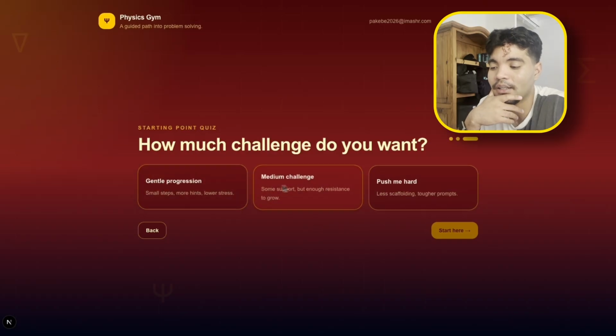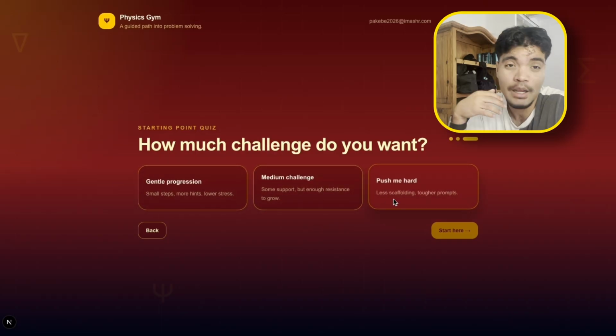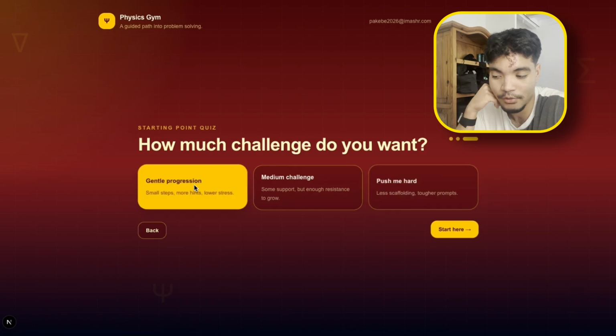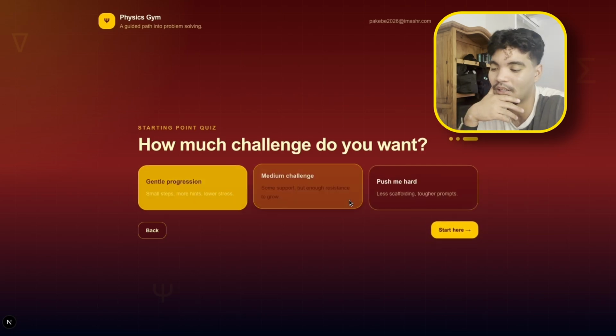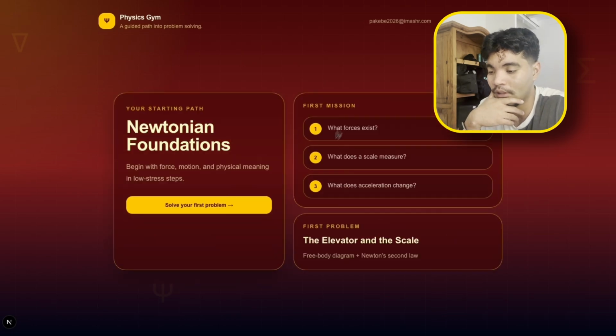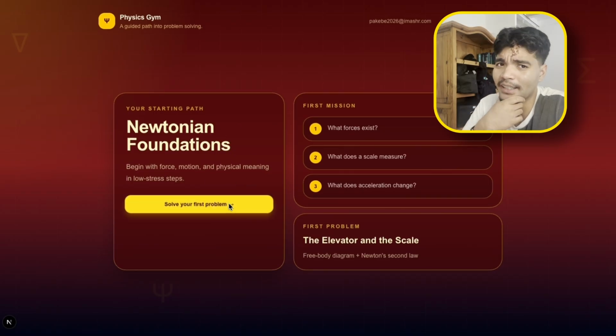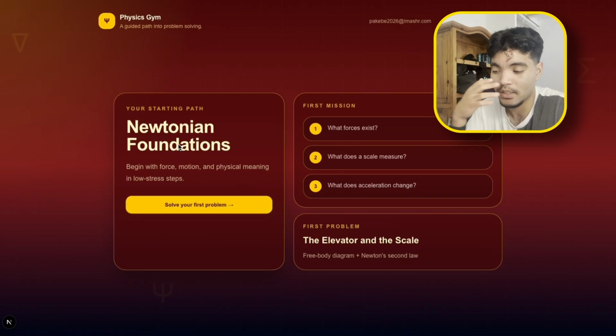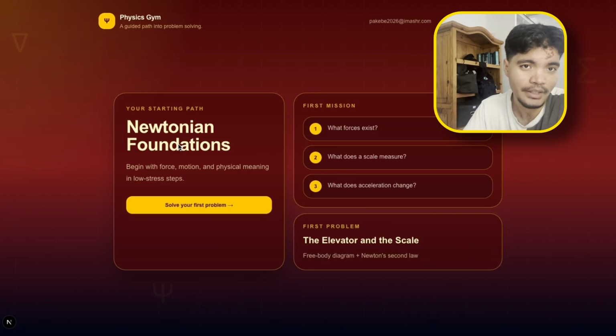Question 3, what level of difficulty do you want? Do you want absolutely no help, push me hard, or do you want to be guided? I'm just going to click medium. And it gives you a starting path. Since I clicked the completely new option, it placed me at Newtonian foundations. That kind of makes sense.